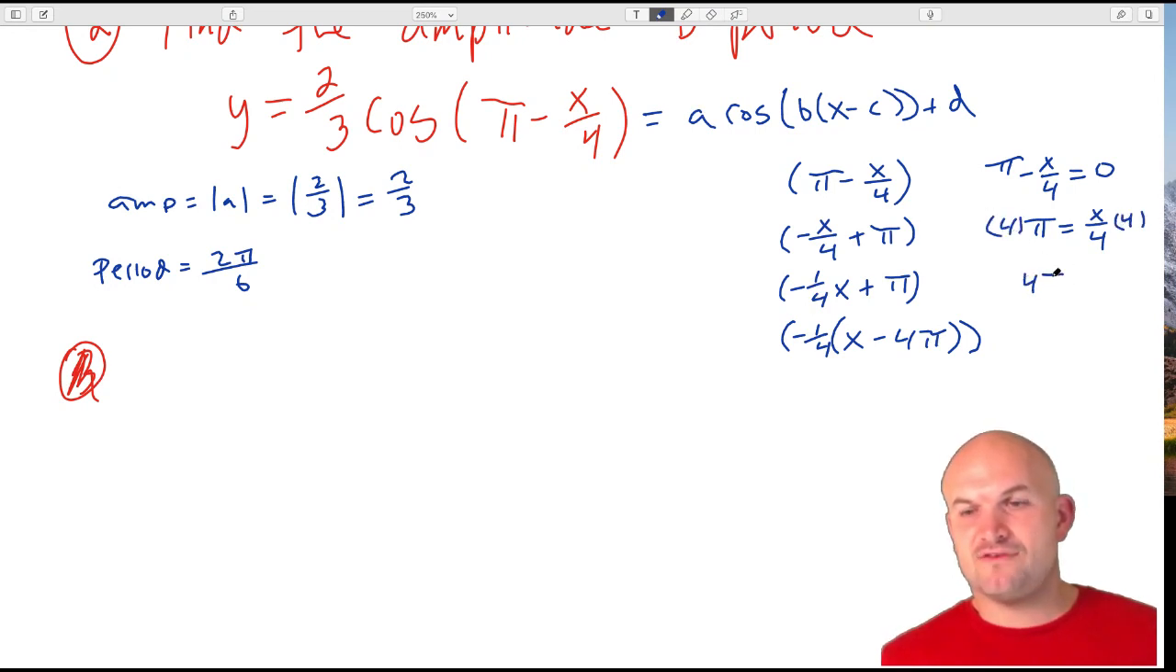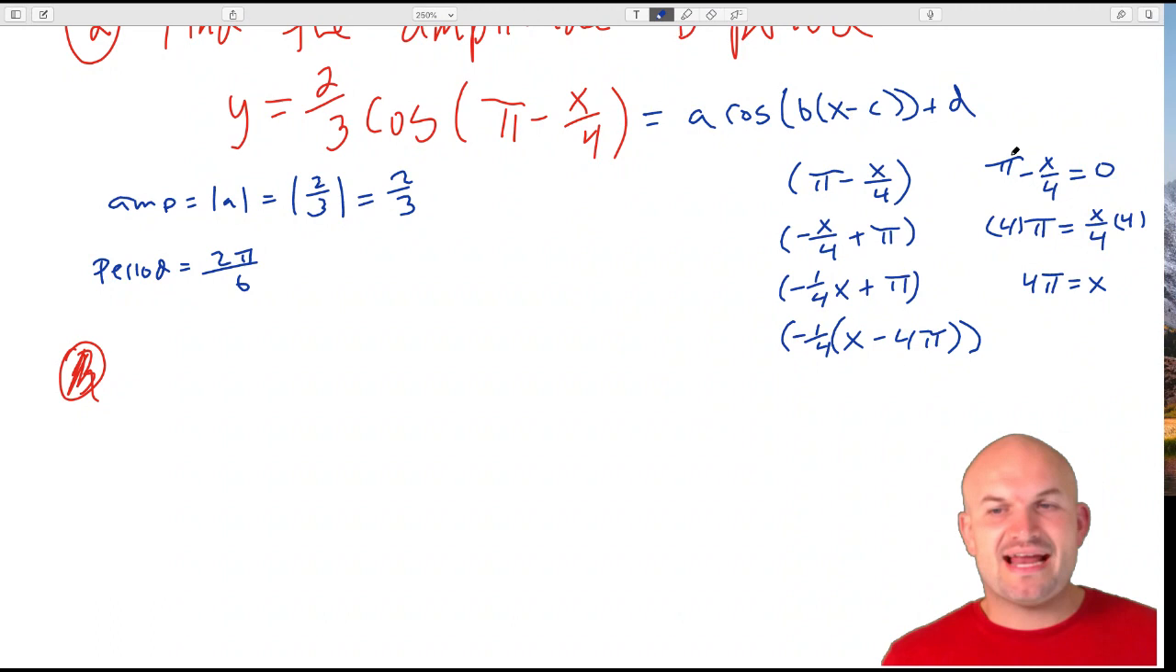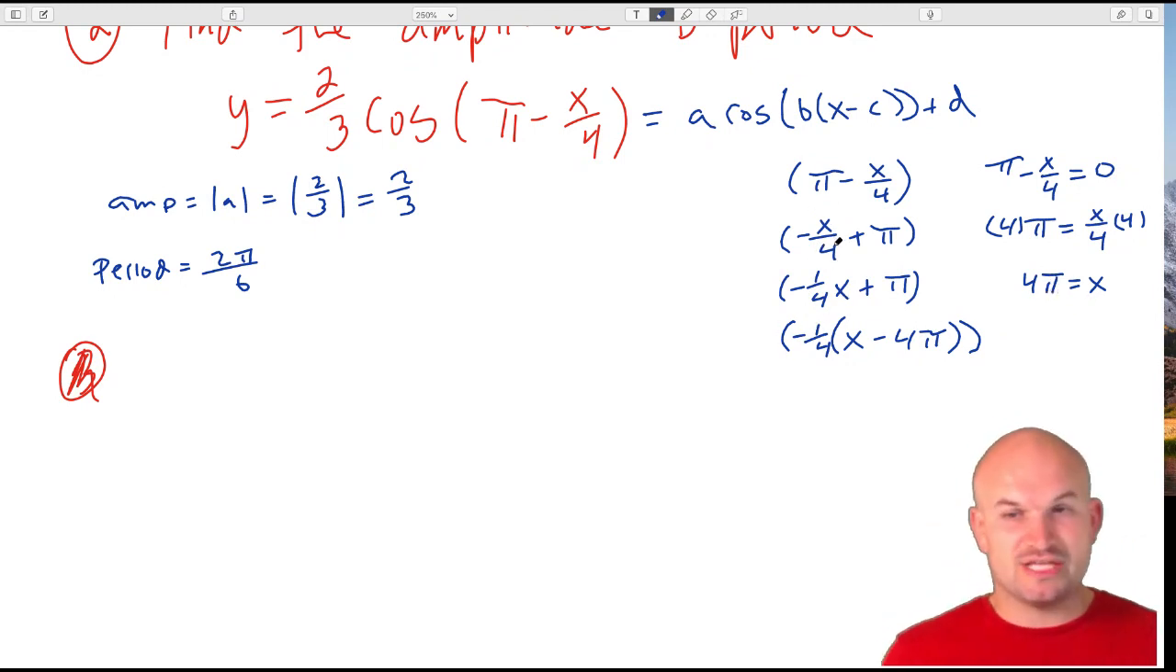And then I'd say I'd get 4 pi is equal to x. Well, sorry, I should be careful. That actually is not going to be the best place to do this. That will tell you what the transformation is, which is 4 pi units to the right, but that doesn't tell you what b is. So actually you need to be able to factor that out to really understand the b.